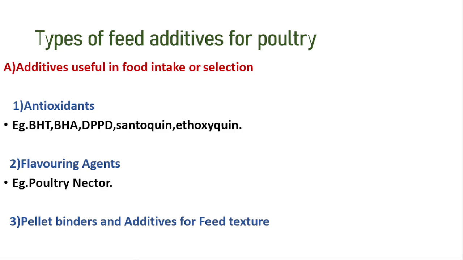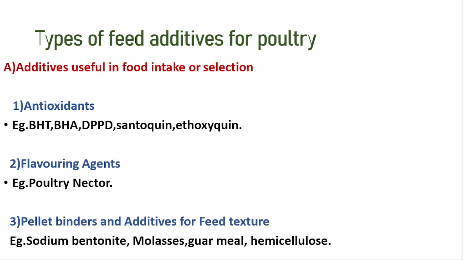These pellet binders are used to enhance the firmness of pellets. Pellets are rounded hard balls, and these binders are used to make such pellets. Examples of such pellet binders are sodium bentonite, molasses, guar meal, and also hemicellulose and lignin.